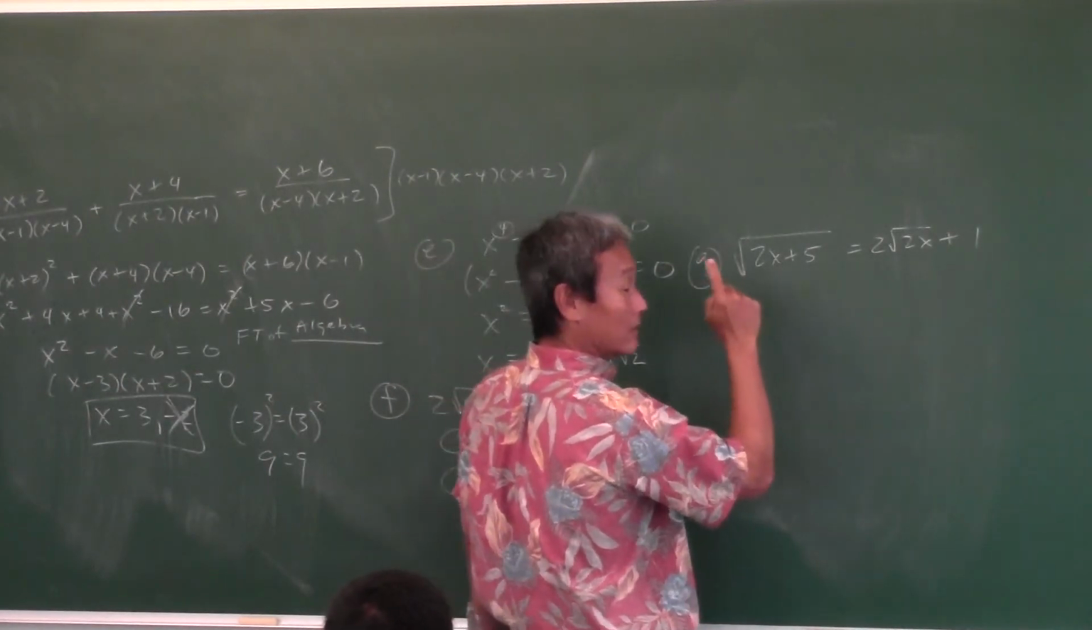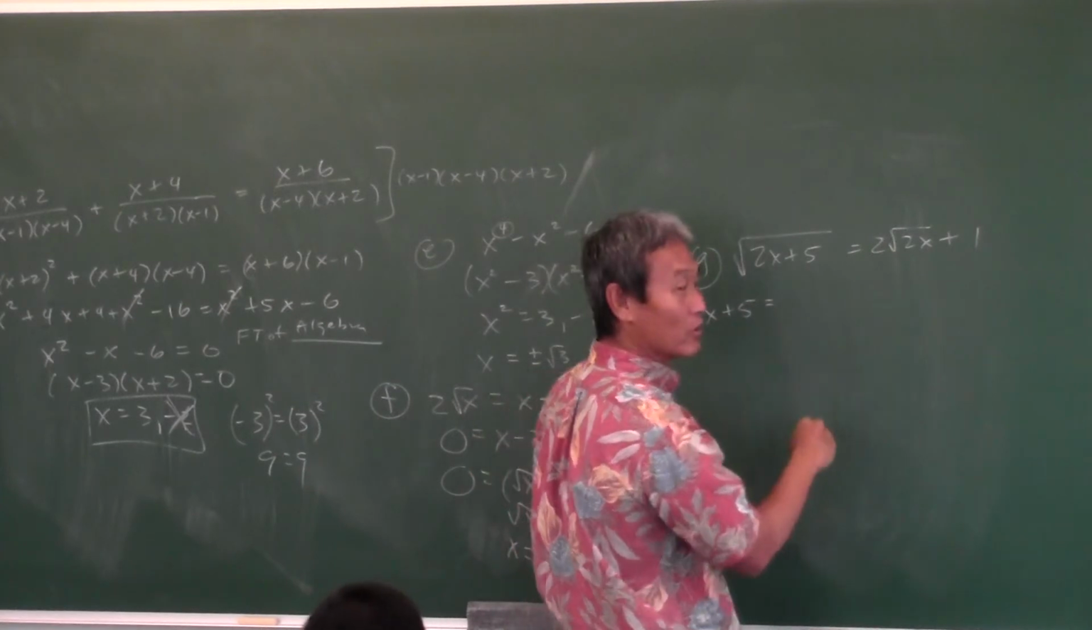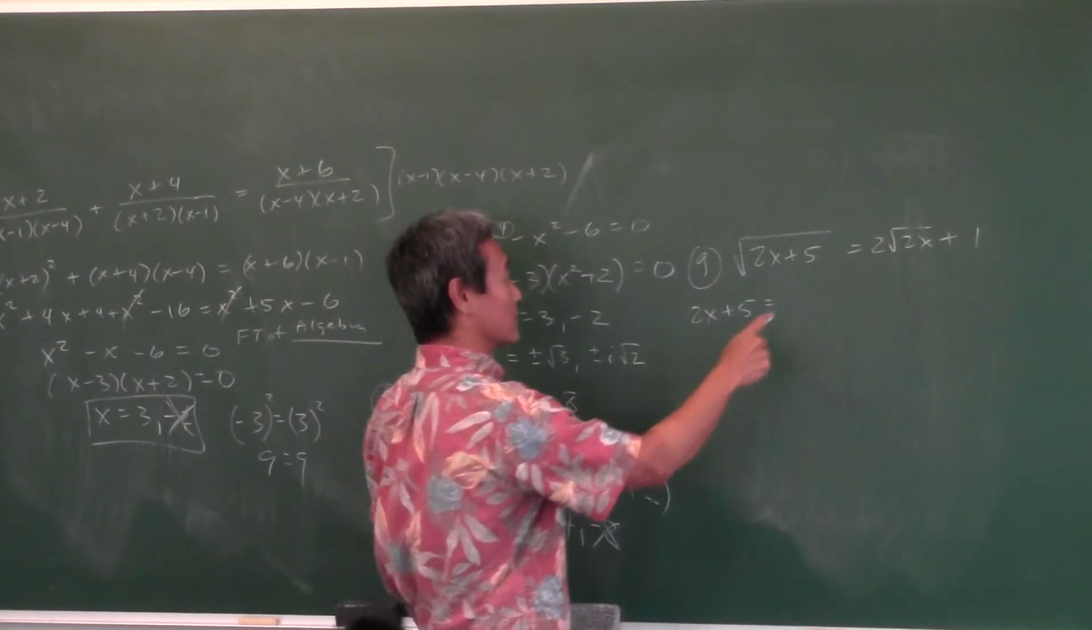Okay, I'll do the left side. Square this. 2x plus 5. I'll do that. Okay, who's doing the right side? Hano! Square the right side.